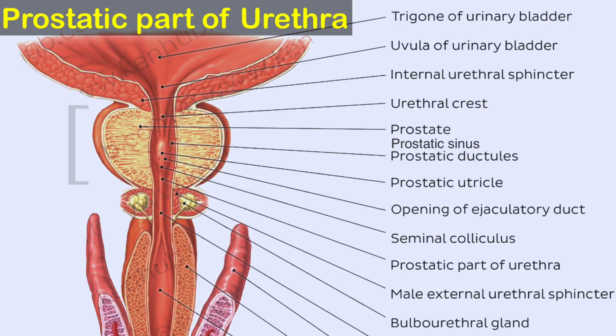As you can see, this ridge is known as the urethral crest, and on each side of this crest you will find a shallow depression or depressed area where the prostatic ducts open. This area we call the prostatic sinus. So almost 15 to 20 ducts you can see in this opening.